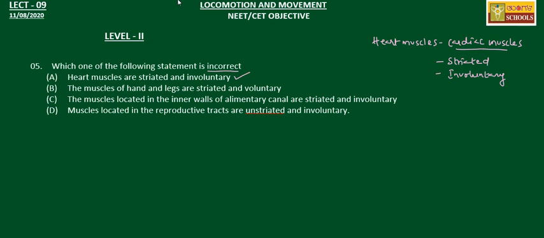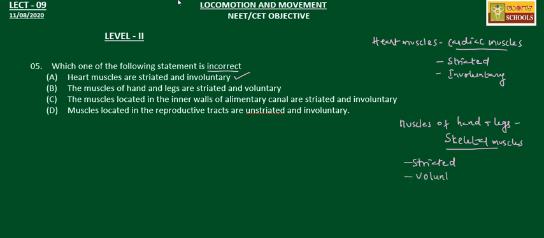The muscles of hand and legs. So here the muscles of hand and legs are skeletal muscles. So these are skeletal muscles, and we know the skeletal muscles are striated and they are voluntary, under the control of the central nervous system directly. So hence this statement is also a right statement.